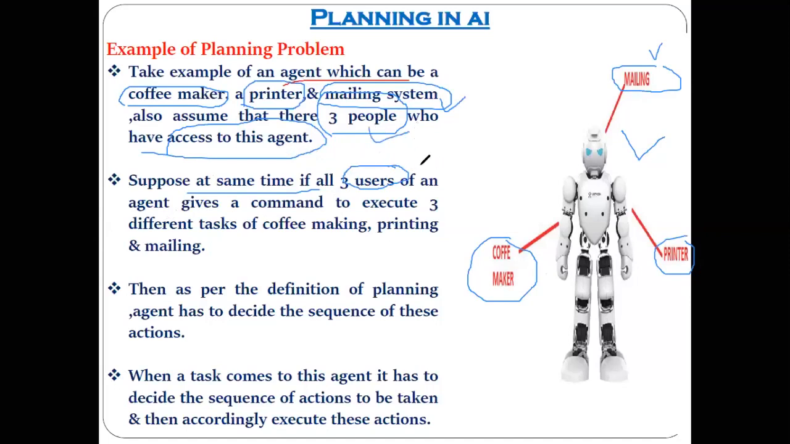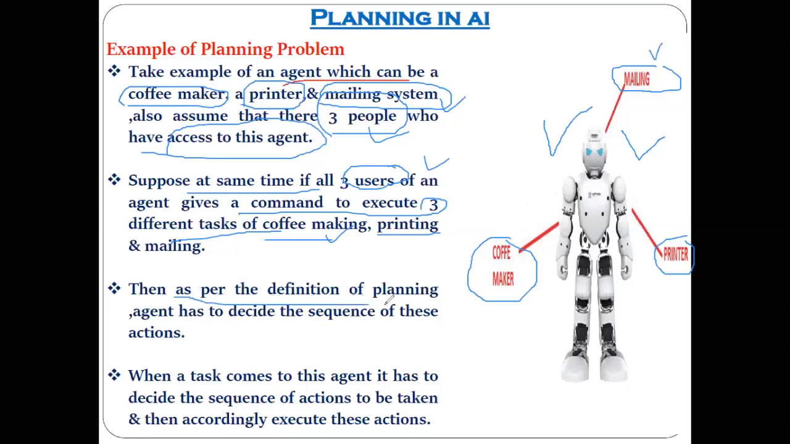Suppose at the same time, all three users of the agent give commands to perform three different tasks. One user gives a command for coffee making, another user gives a command for printing, and the third user gives a command for mailing. Understood? Then what will this AI agent do? First come, first serve? Technically, he needs to decide on some sequence of actions. Yes, sir. That is nothing but the planning.